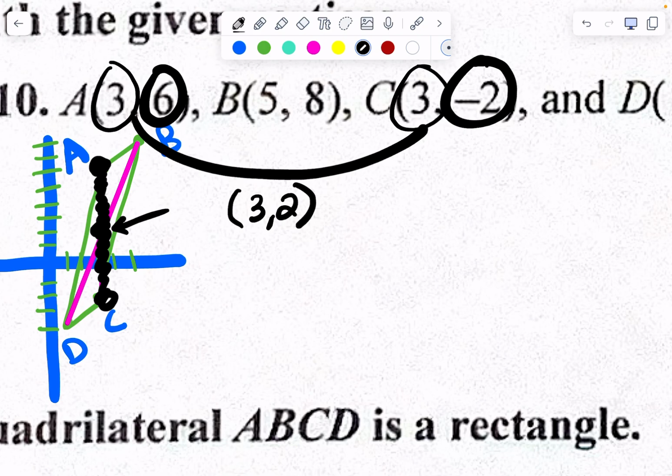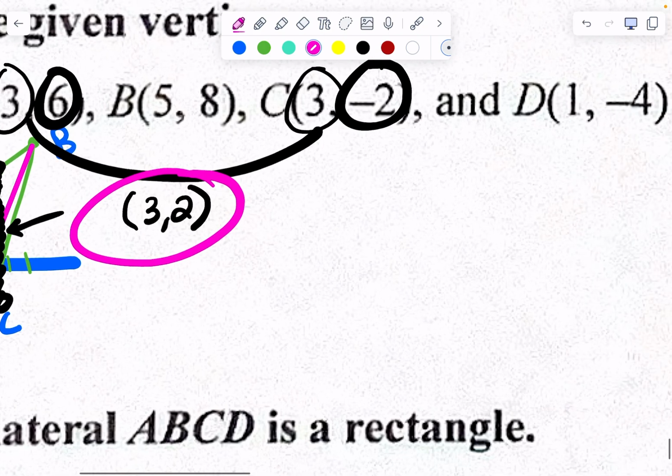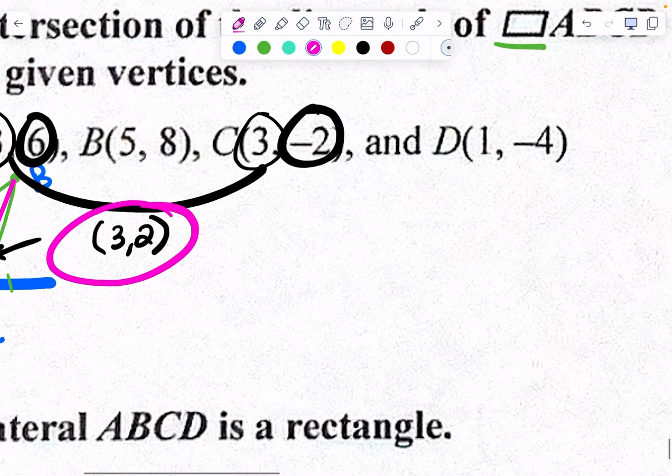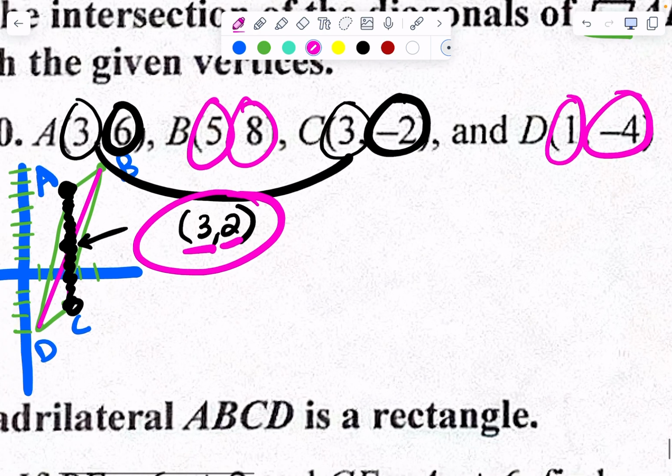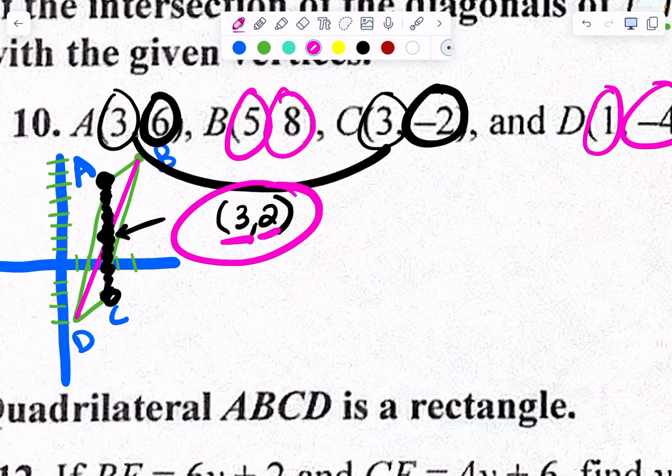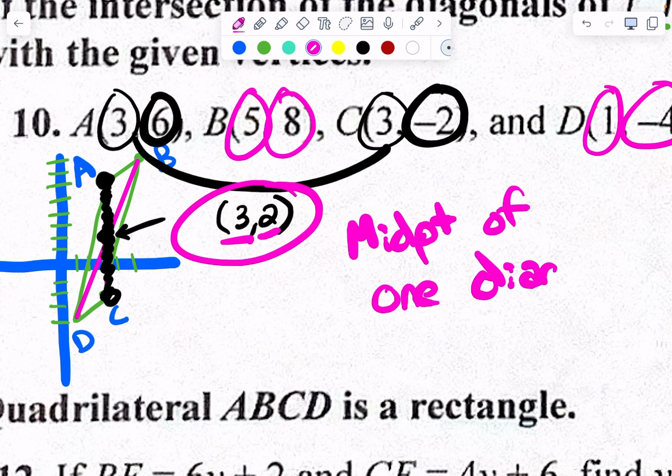Yeah. Do I have to do the other diagonal? I don't think so. Could you do the other one to make sure? To check and make sure? Probably, but you don't have to, right? 5 and 1, if I add those together and divide by 2, that's 3. 8 and negative 4 is 4, divided by 2 is 2. Yeah, that works. So you really only have to pick one diagonal and just find the midpoint.